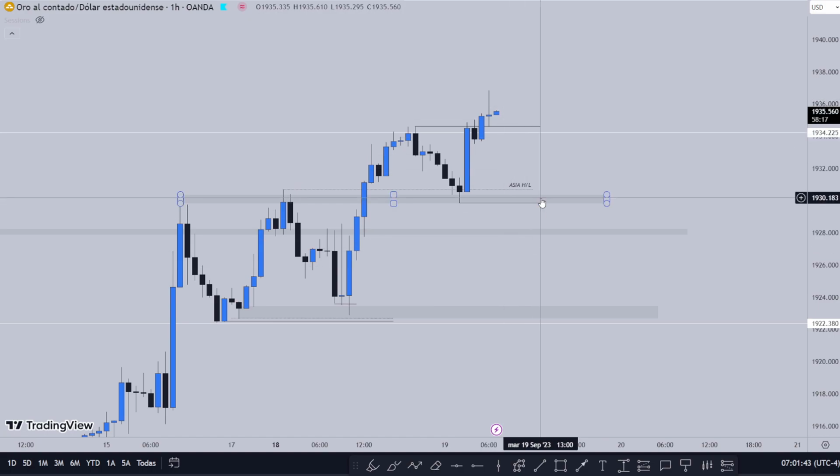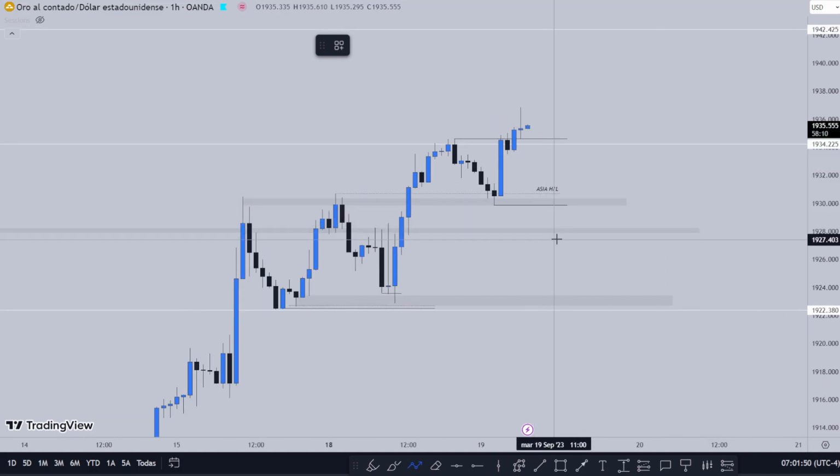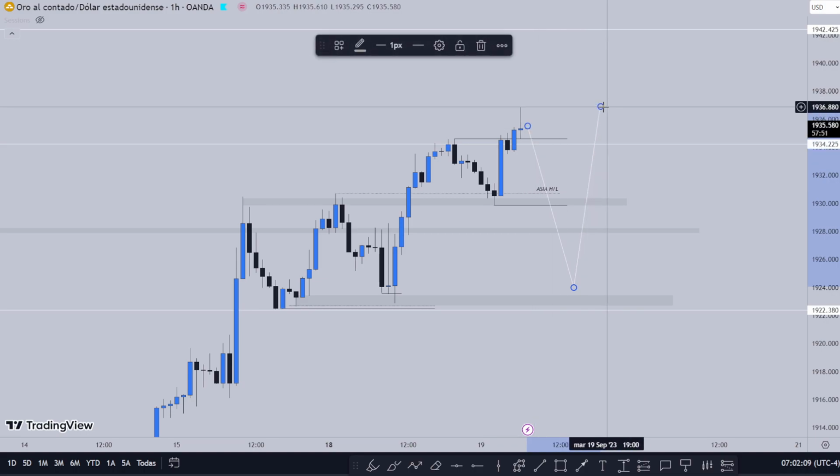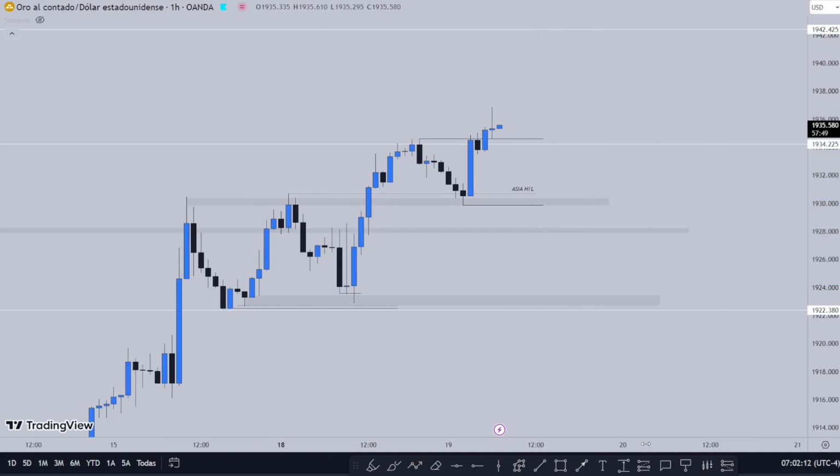Okay, now I know this could be a fake out. Okay, we could have a major retracement. So my next level of interest will be this daily level 1922. Okay, and I expect the same with a target more close, maybe with this daily target or this high right here. Those are my trade setups for today.